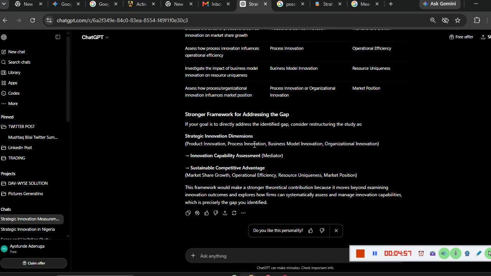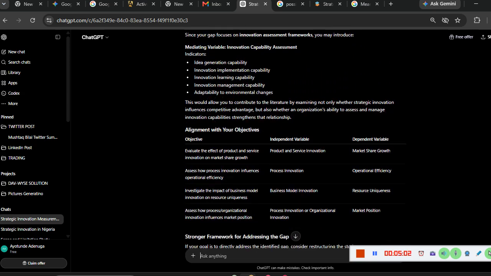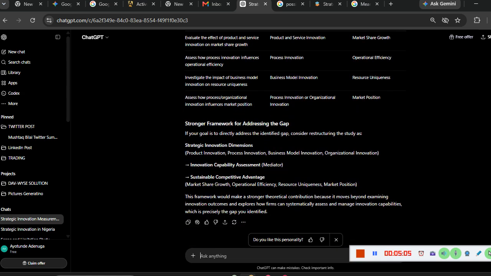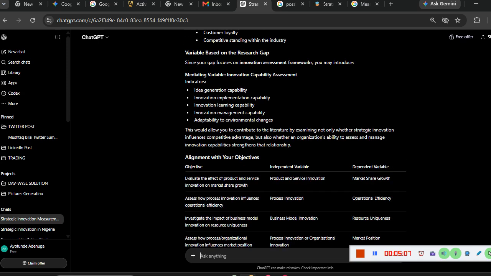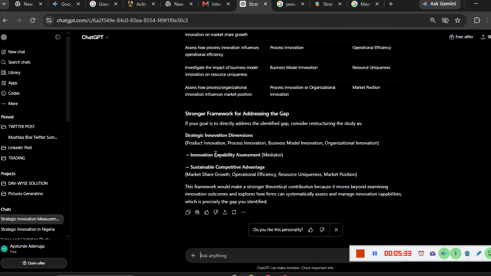So this has further helped us. In fact, the objective has been created because these are the objectives. Though I'm suspecting that ChatGPT is still referencing our earlier chat in that regard. So these are our objectives right here, and these are the variables right here. Basically, all that I can identify is that we are still in line.